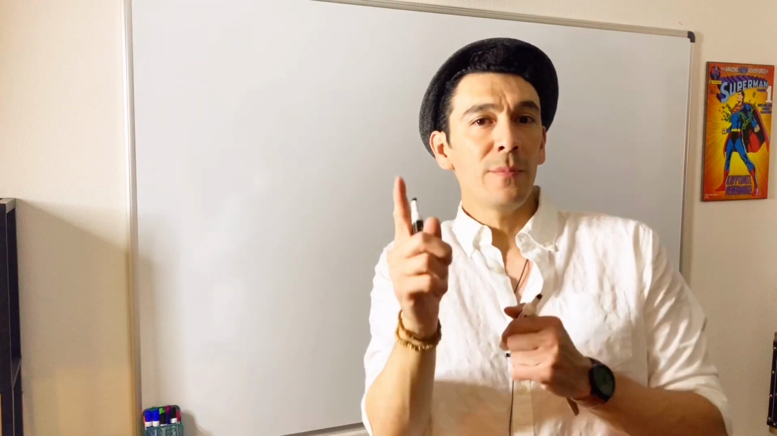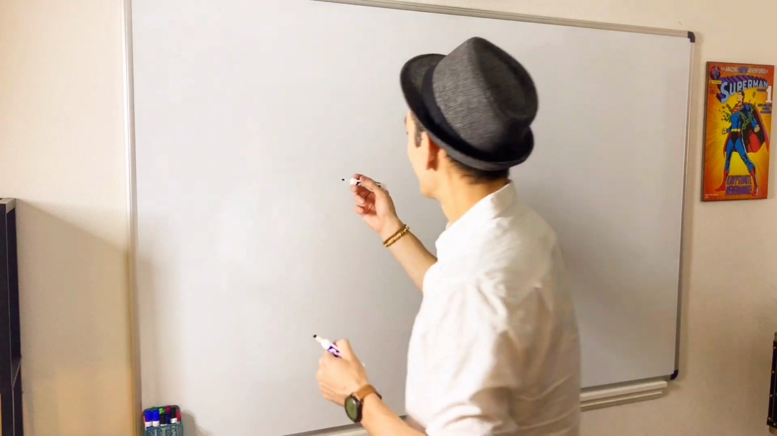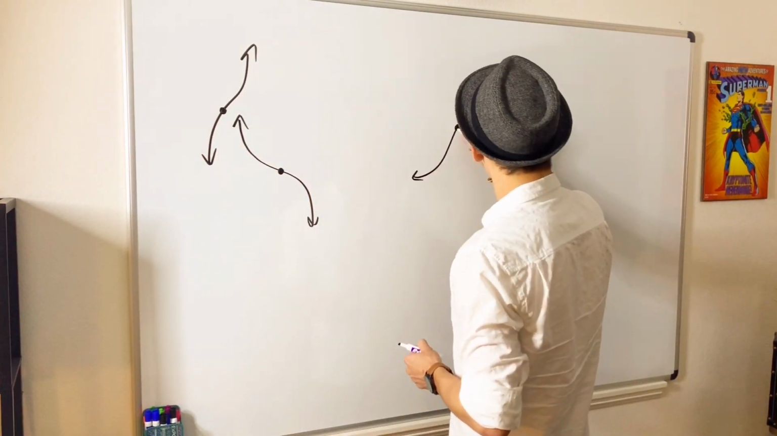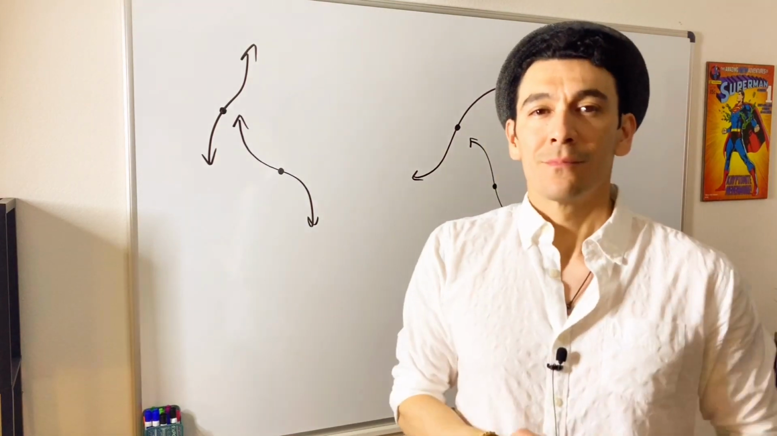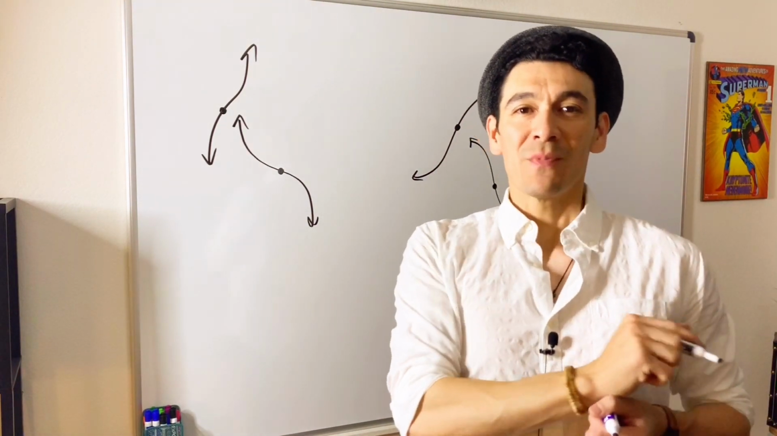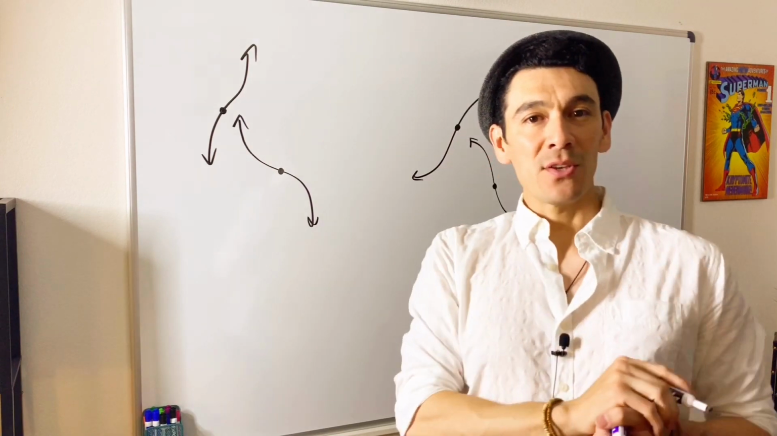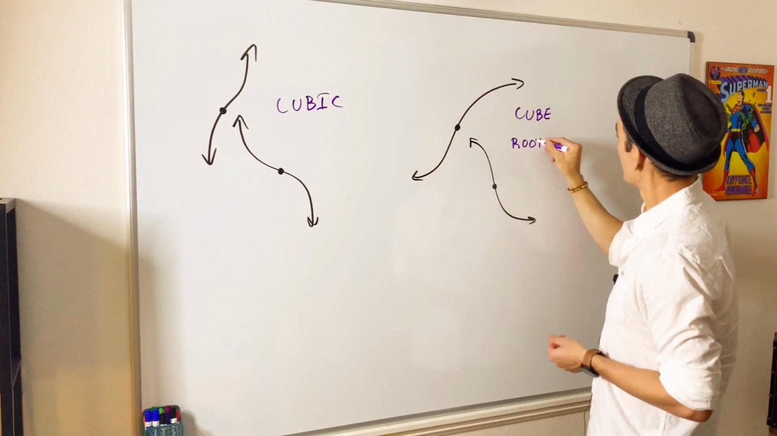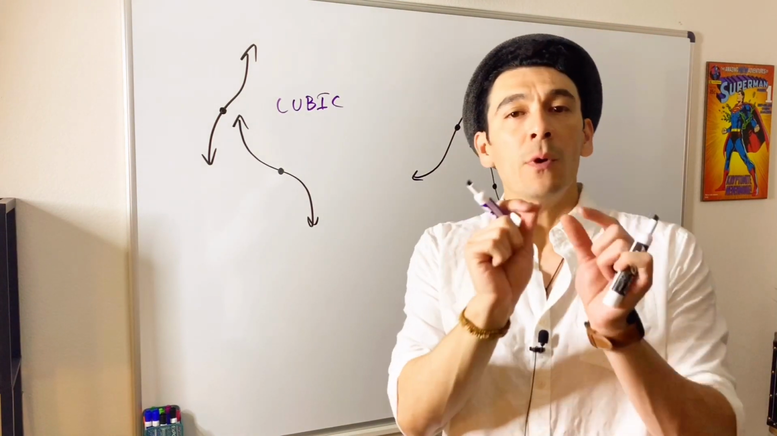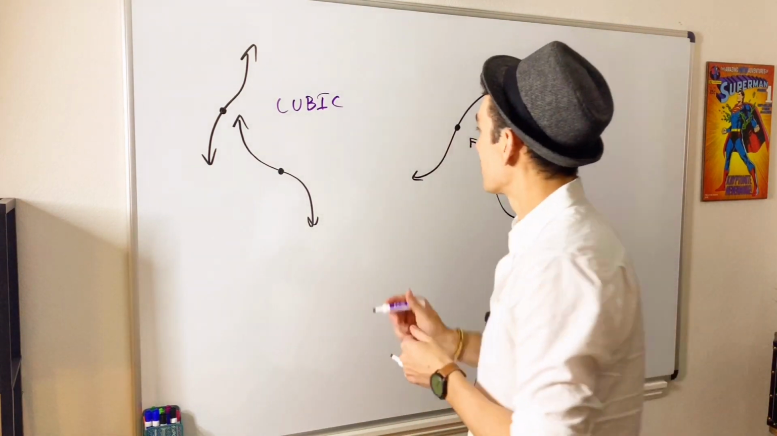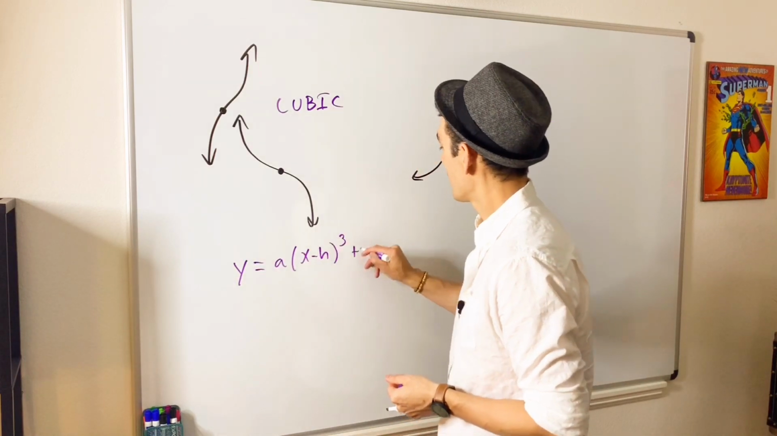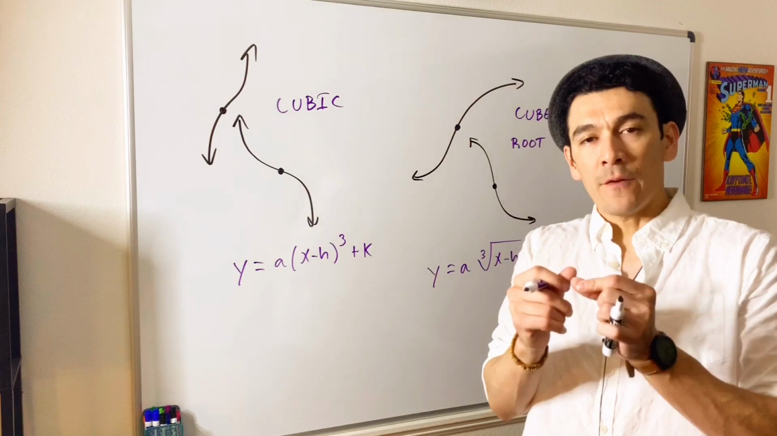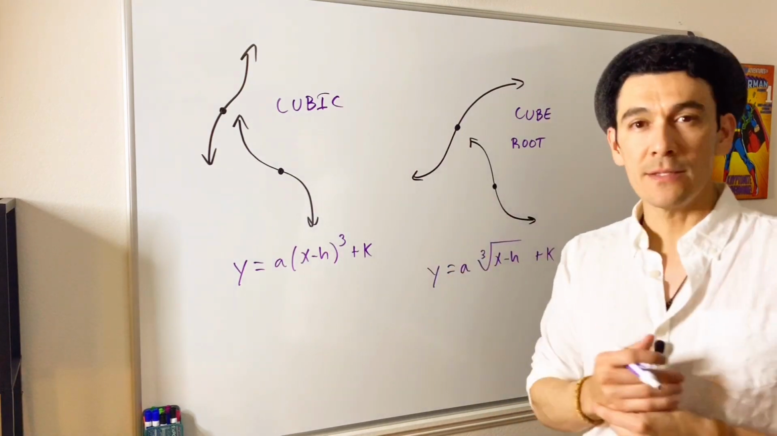Now let's look at cubic versus cube root. Which one is which? Which one's cubic? Which one's cube root? Hopefully you got that right. Now, what do their equations look like? So here we have the graphing form equations for these two families of functions.